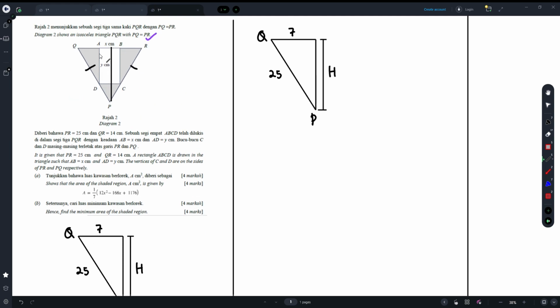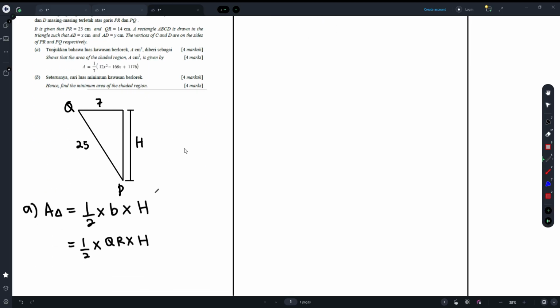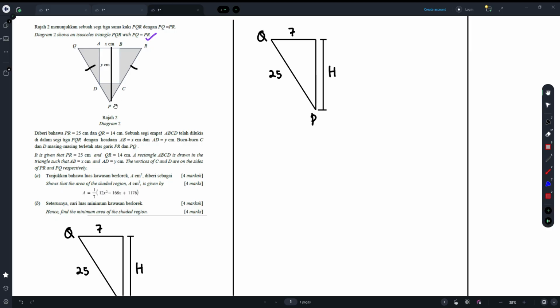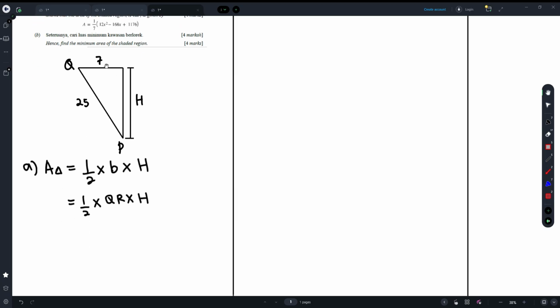So what I did is that I only take half of the triangle and draw it back here. When I draw the half of the triangle, the side PQ is 25. This is already mentioned in the question. And the side QR was 14. But since I'm taking a vertical line, splitting the triangle into equal halves, automatically this will become 7.